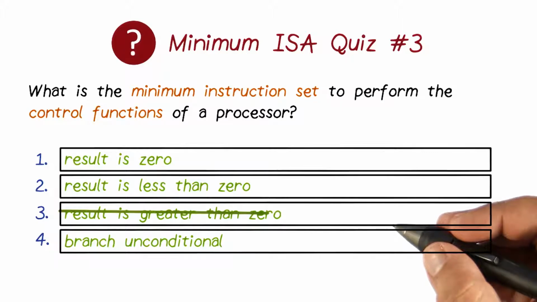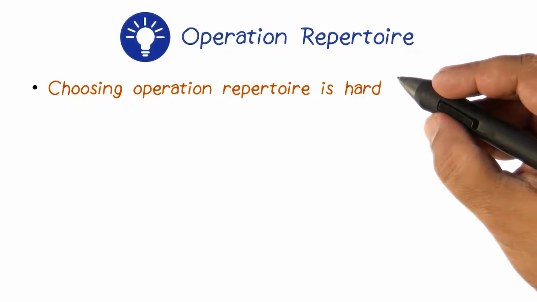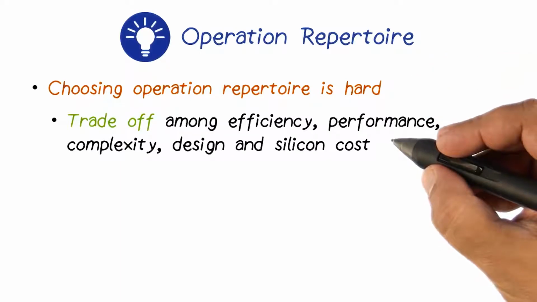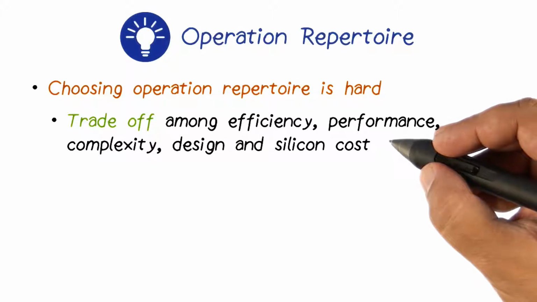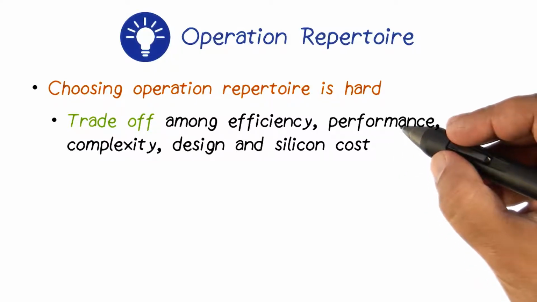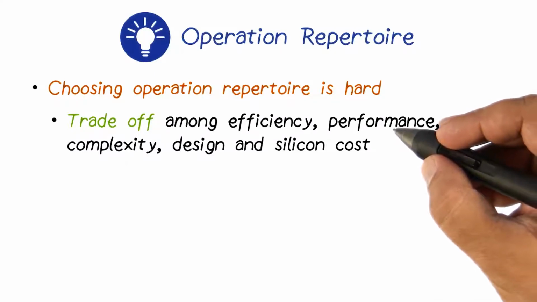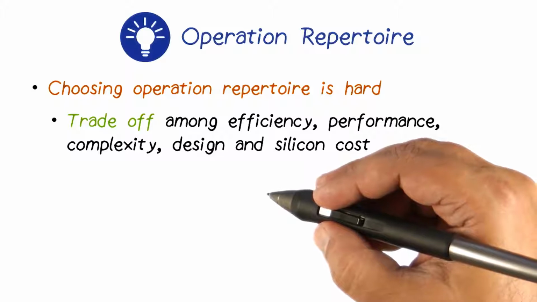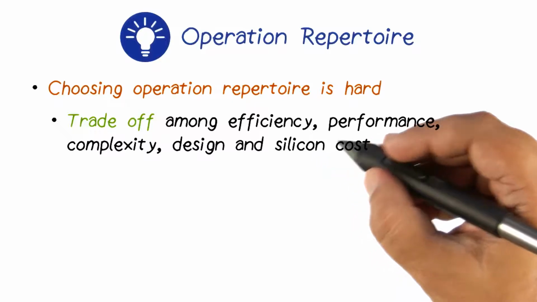We want to give many choices to the software to implement a variety of different operations, and therefore we give a rich instruction repertoire. However, choosing the operation repertoire to be supported through ISA is a very hard issue. It is really a design decision, and that typically considers the trade-offs between efficiency, how efficiently you can support it in terms of energy, latency, and so on, performance in terms of how well the application will execute, complexity, that is, how difficult it will be to implement in the hardware, and then the design and silicon costs, which are in the design cycle of the processor.